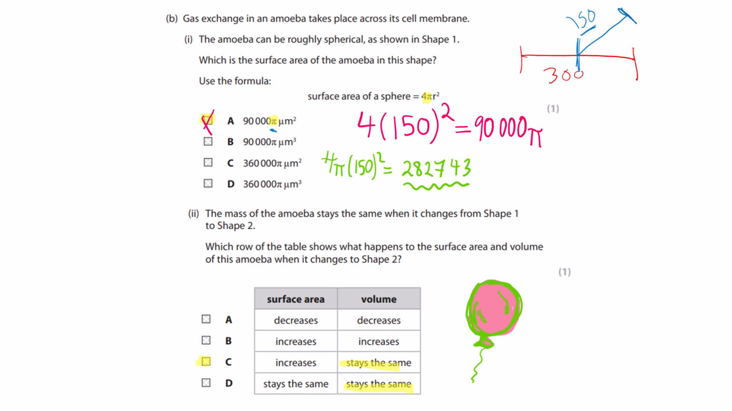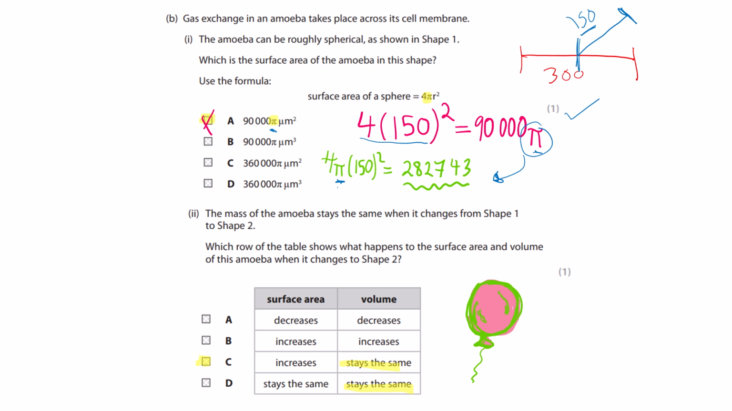So this means that the pi is not going to be incorporated in our calculation, because if I incorporated pi, it's going to give me 282,743. But without pi, it's only going to give us 90,000 pi, which is the same number as this one. The only difference is that we have pi over here and no pi over here. So therefore, our answer is going to be 4 and then brackets 150 to the power of 2, which gave us 90,000 pi. Therefore, it's A. This is one question that you should not get wrong.